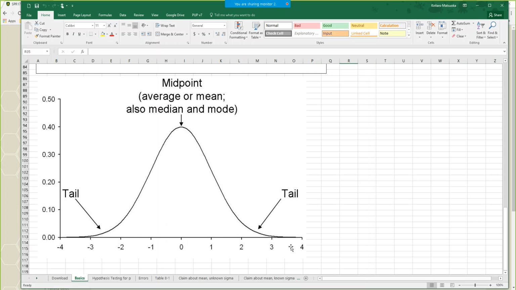But if you look at the bottom here, this bottom line is called the number line. And if you remember from algebra, the number line is defined so that if you go to the right, it's greater. If you go to the left side, it's smaller or less than. So left tail is associated with less than, and the right tail is associated with greater than. So keep that in mind when we do the hypothesis testing.